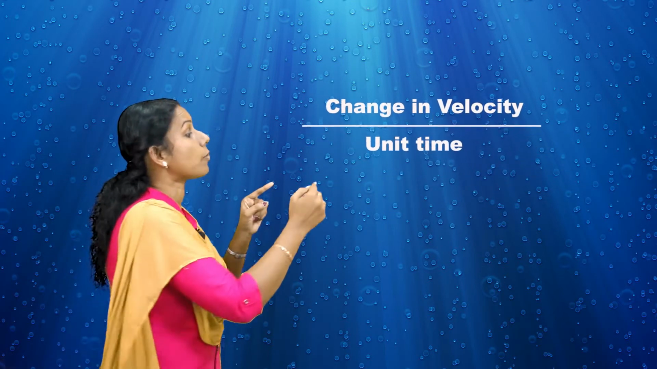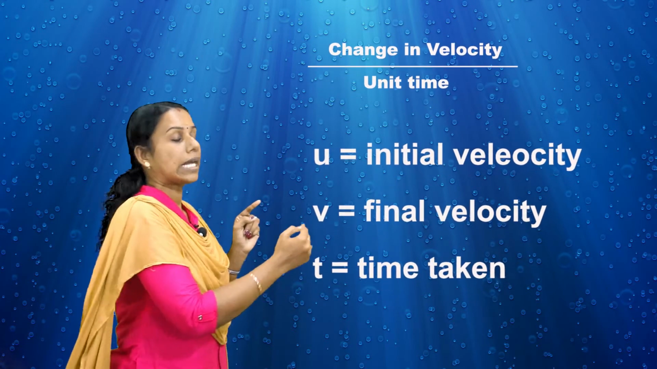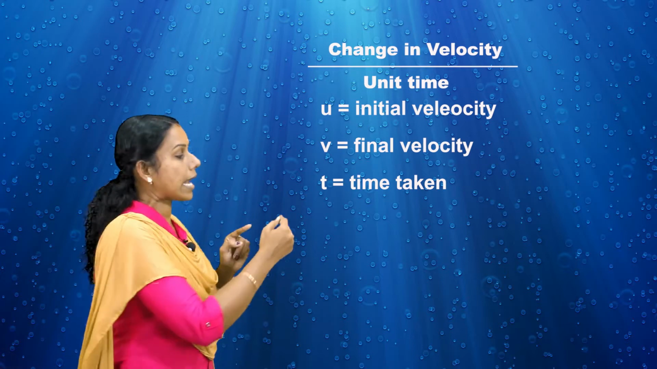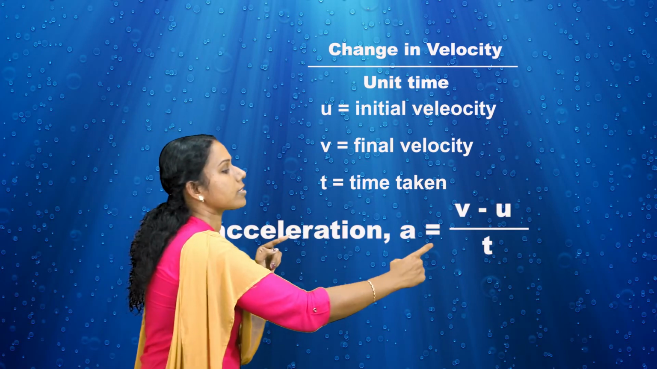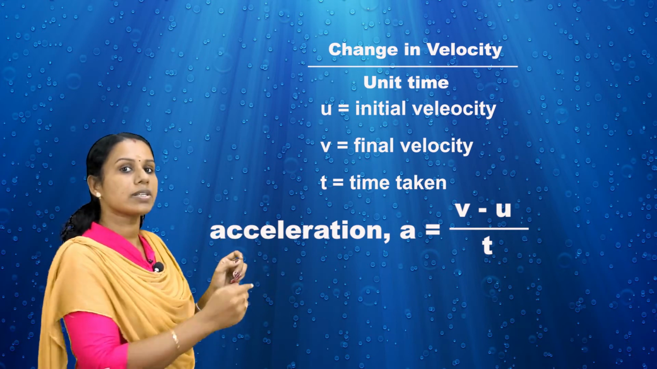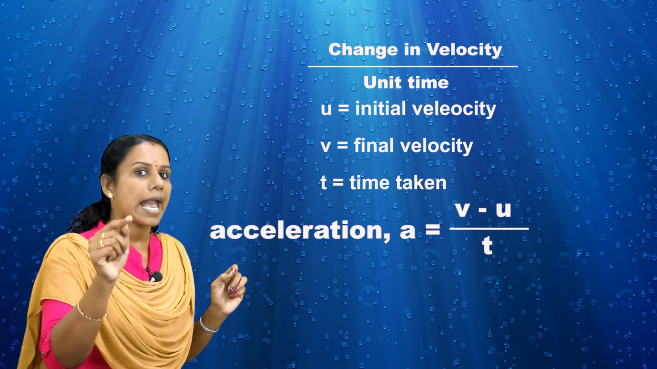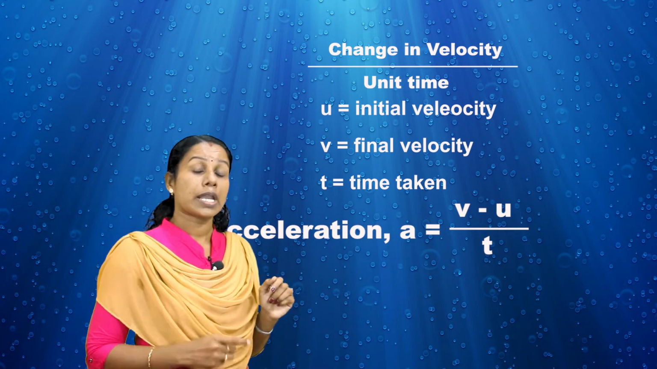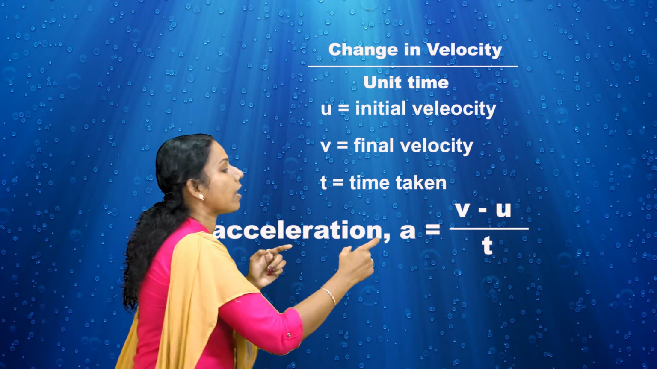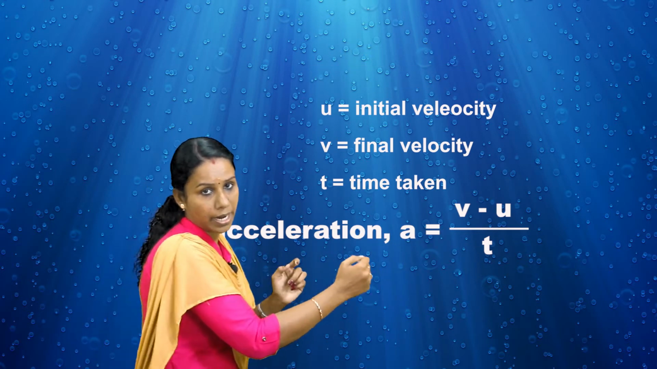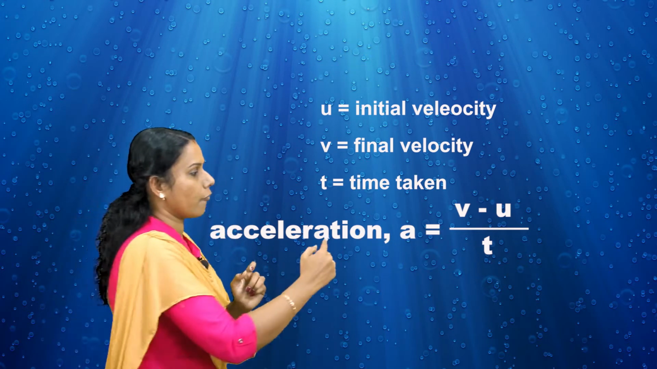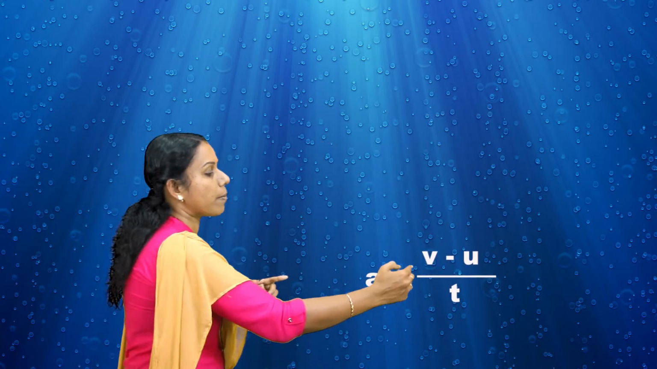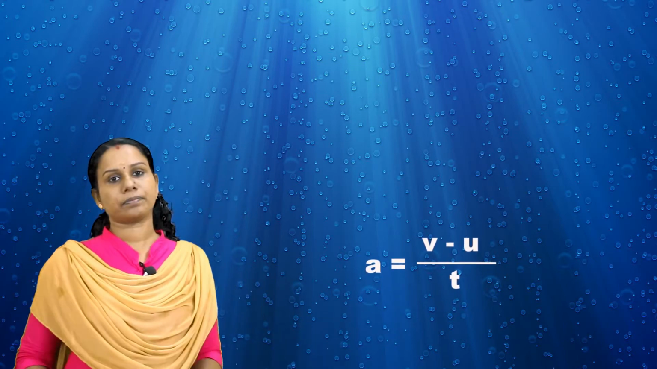Suppose a body is initially moving with the velocity u meter per second. Then after time t it changes its velocity into v meter per second. Then acceleration a is equal to change in velocity divided by time. Here I used a because a is the symbol for representing acceleration. Here change in velocity is final velocity minus initial velocity. What is our final velocity? v minus u. So the equation for acceleration is a equals v minus u divided by t.